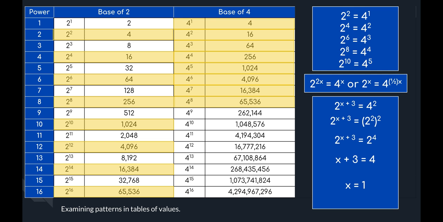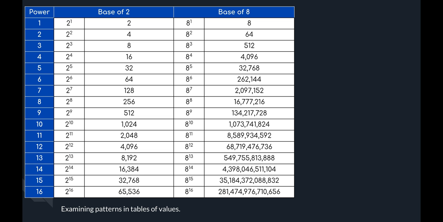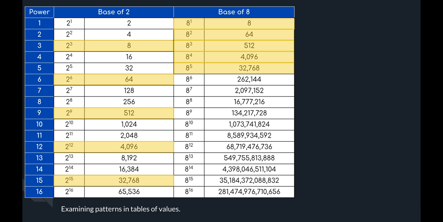Let's do another one, but this time let's look at powers of 2 and powers of 8. We'll ask students to do the same thing again. Identify places where there's a power of 2 with an equivalent value to a power of 8. 2 to the third, 8 to the first. 2 to the sixth, 8 squared, and so on through the table. Students may notice that instead of being every other one, it's now every third. This is going to be particularly important as we think about the pattern that will give us a rule.